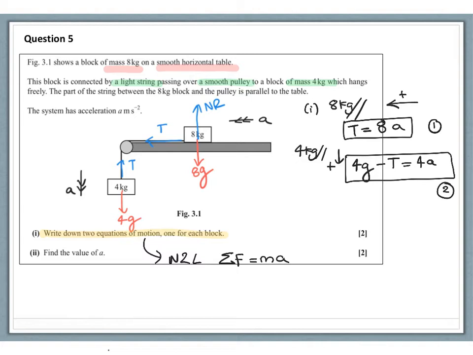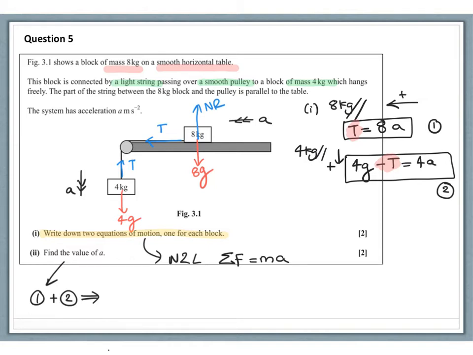Part 2 says find the value of the acceleration. So we've been here before. We're going to add equation 1 and equation 2 together, these simultaneous equations. So as we've been seeing in these examples, we have a negative T and a T, so they can cancel out easily. There are other ways you can solve these simultaneous equations.